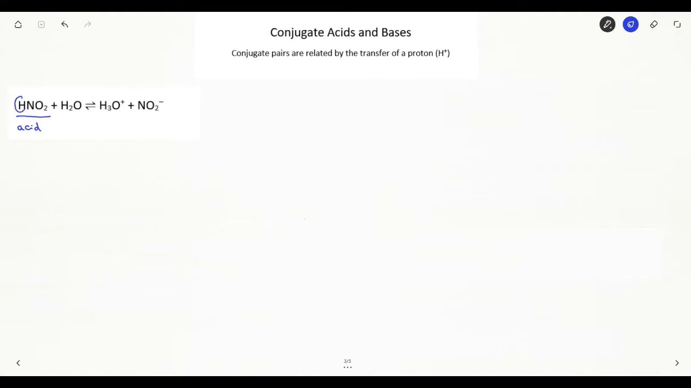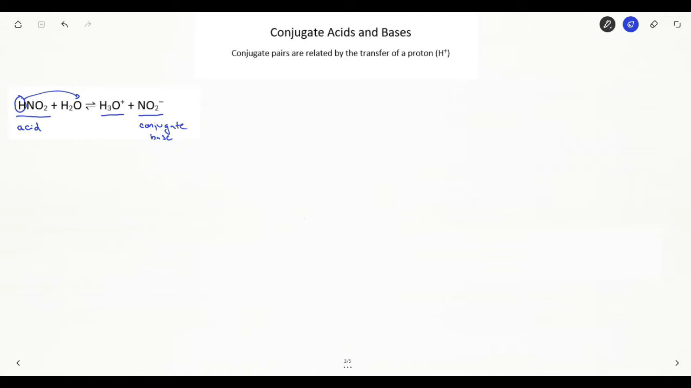So here is our acidic proton. It is going to be given over to water, and what we get is the hydronium ion right here. And of course, what's left of our acid is our nitrite. Now, once our nitrous acid has donated a proton, it is no longer an acid. It becomes the conjugate base. You can see that both your nitrous acid and your nitrite are related by a proton.